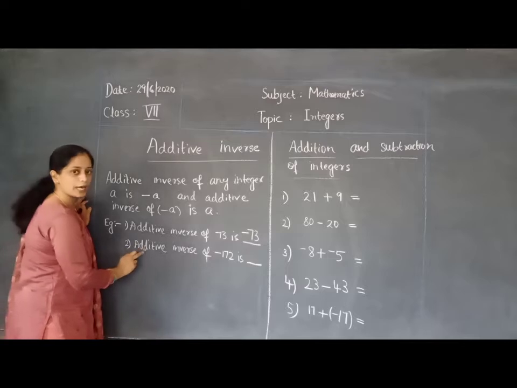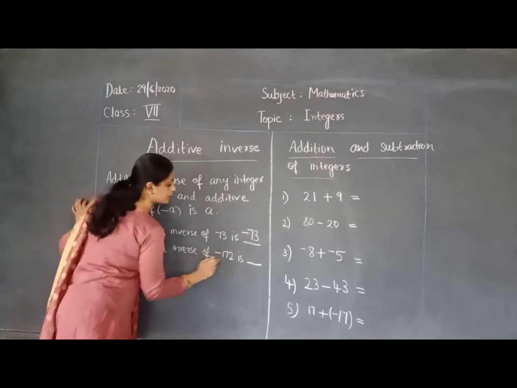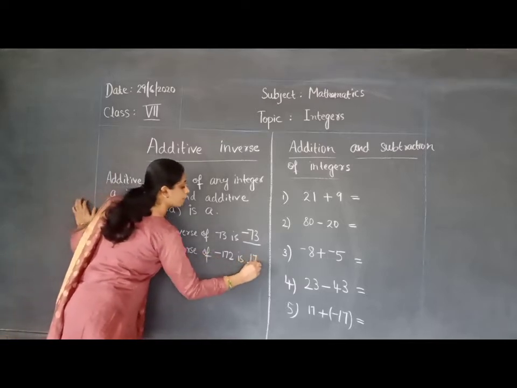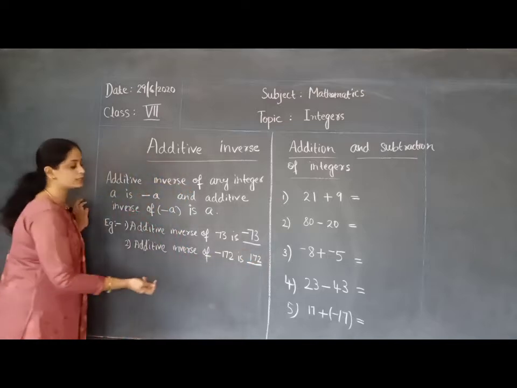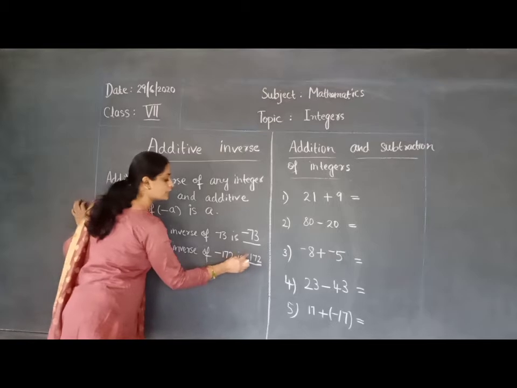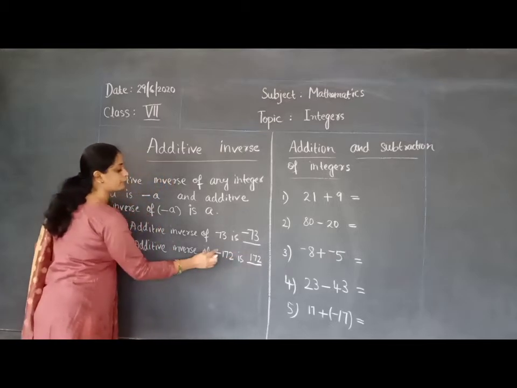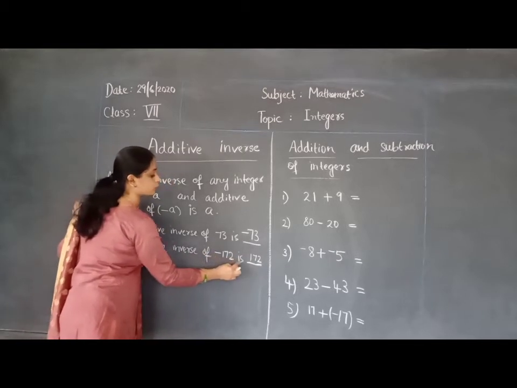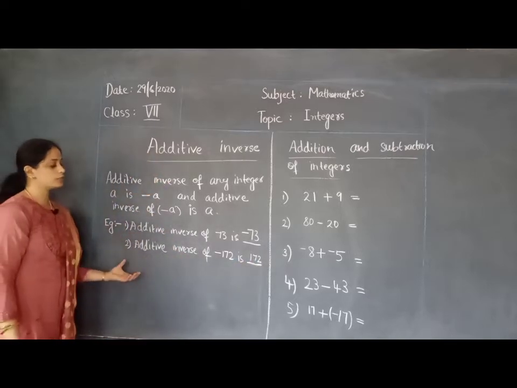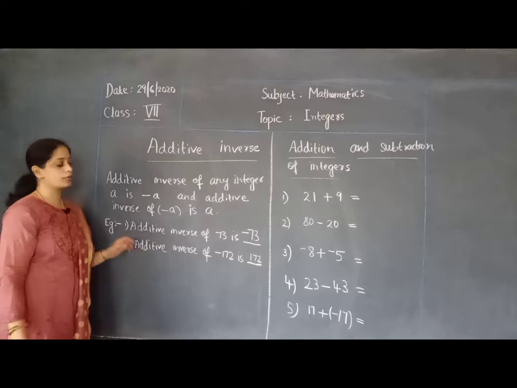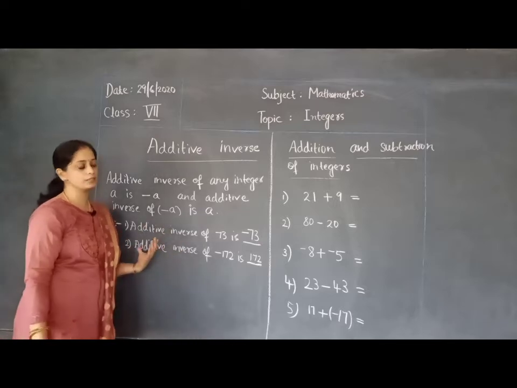Another example, additive inverse of minus 172. It is plus 172. If you don't write any symbol here, it is considered as positive. So the additive inverse of minus 172 is plus 172. I hope you understood this. Additive inverse means opposite, you should write. Plus means minus, minus means plus.